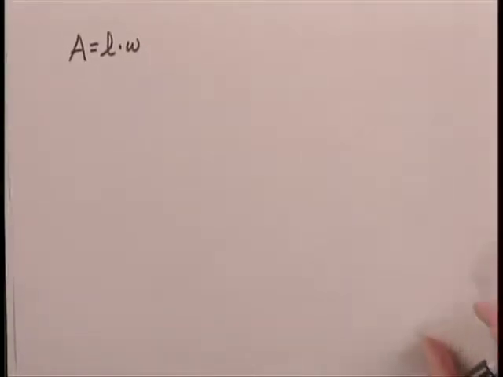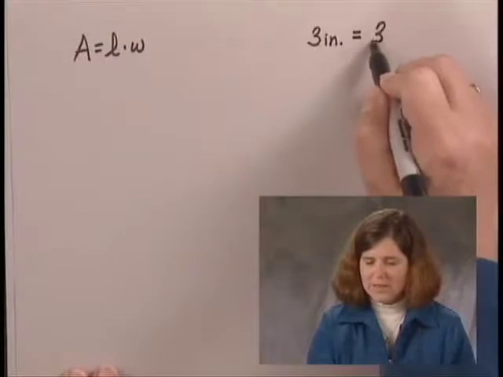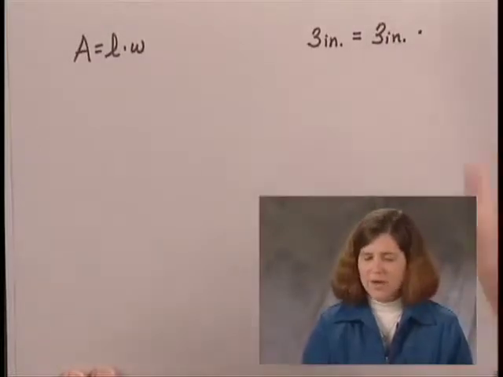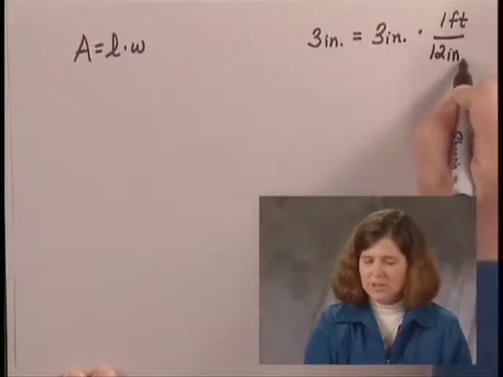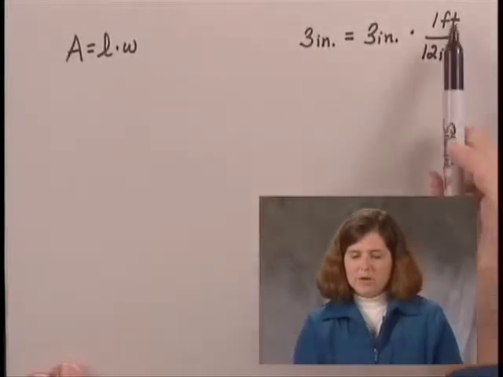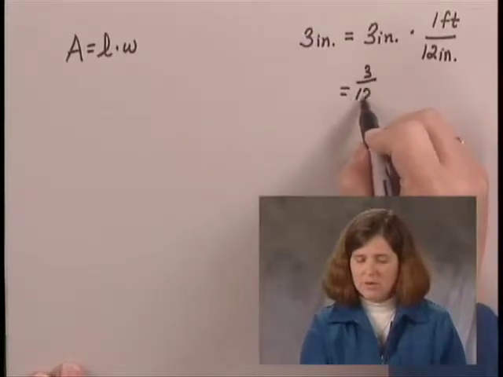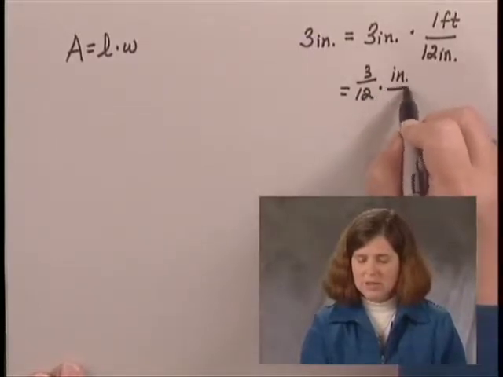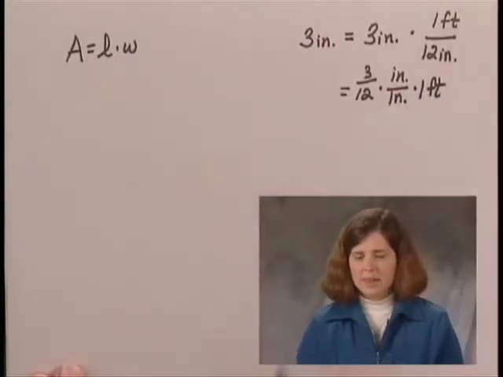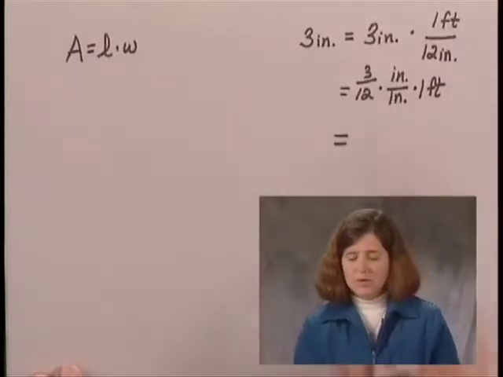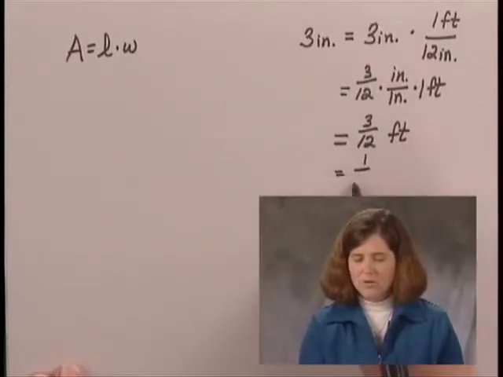So in order to do that, we'll multiply 3 inches by a form of 1. And the form of 1 we'll multiply by is 1 foot over 12 inches, because 1 foot equals 12 inches. We can write this as 3 over 12 times inches over inches times 1 foot. And since inches over inches is 1, we have 3/12 of a foot, or 1/4 of a foot.